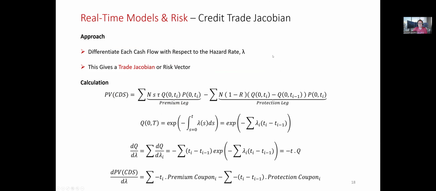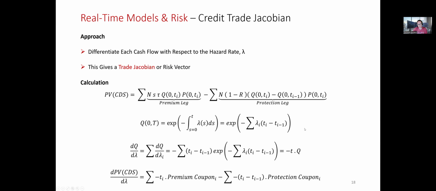Now, the trade Jacobian, that's the missing component, right? This trade Jacobian, which is typically a vector, how do we calculate it? So basically, what you're doing is for your CDS, you differentiate each cash flow with respect to the hazard rate lambda. This generates a trade Jacobian or a risk vector. So here we have the PV formula for the CDS, which we quoted earlier, and we differentiate each cash flow for the premium and protection leg by lambda. Now, there's no lambda in here directly because it's inside the survival probability function, which is Q. I've written that out for you here.